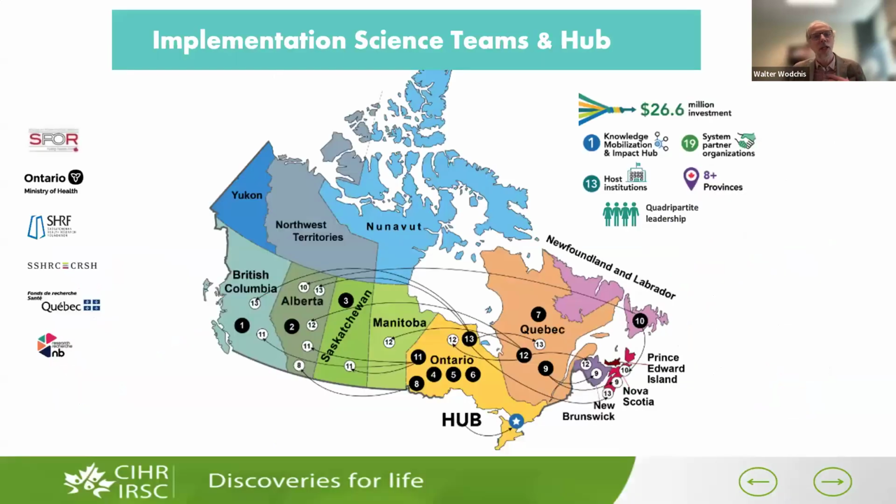So opening it up for collaboration now, this is a bit of the implementation science teams. We do have 3 teams that are primarily in Quebec, but you see there's representation from every province. And this is kind of our starting network, these implementation science teams across the country.